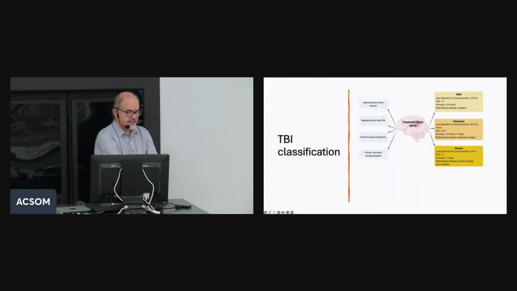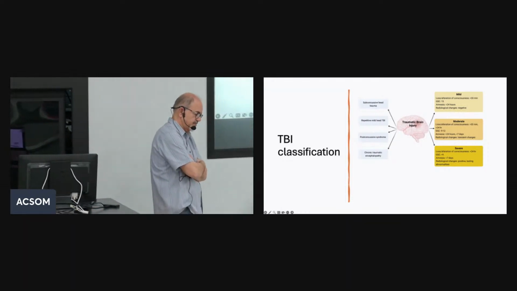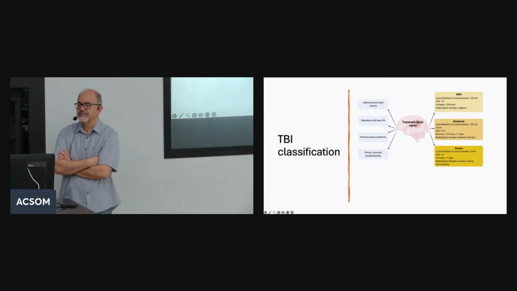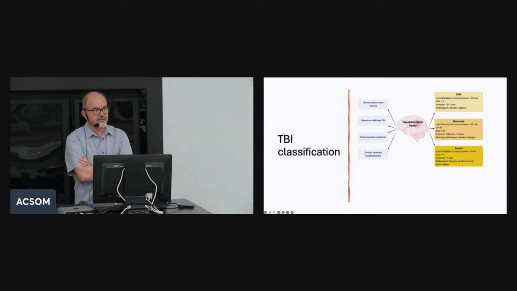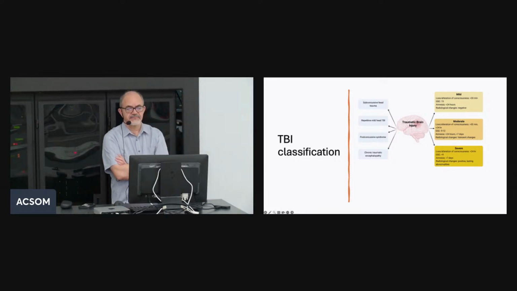So now, based on the severity of traumatic brain injury, we have 3 types of TBI. Mild TBI is usually a loss of consciousness, LOC, but it's very brief. GCS is 15. Amnesia is less than 24 hours, and there is no radiological evidence of any brain injury.